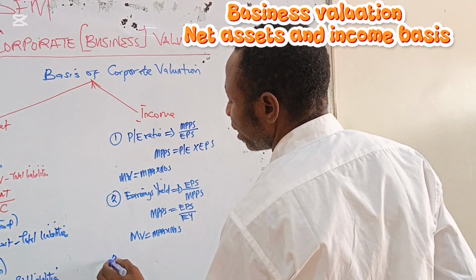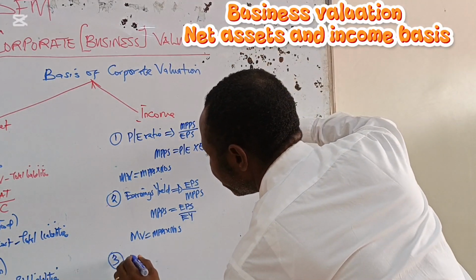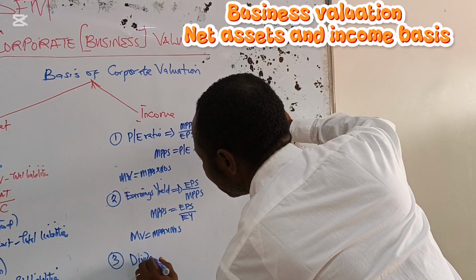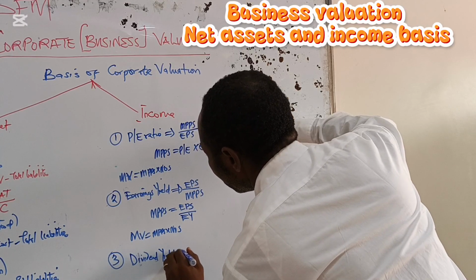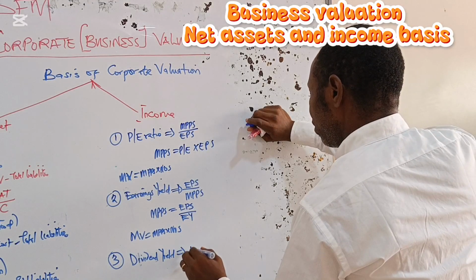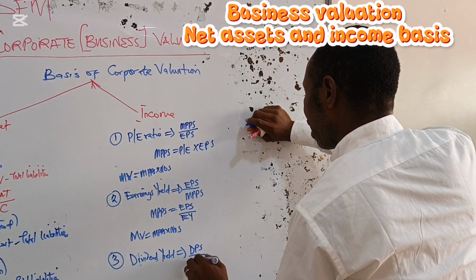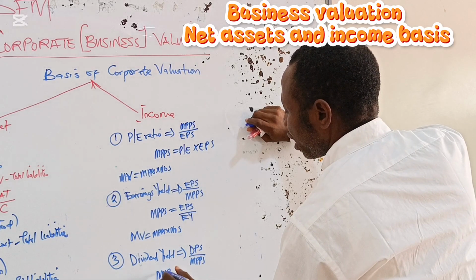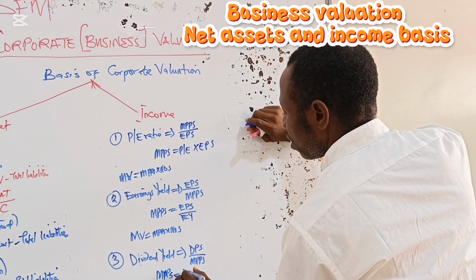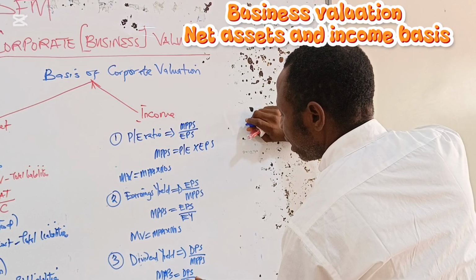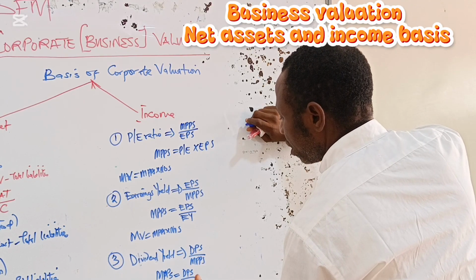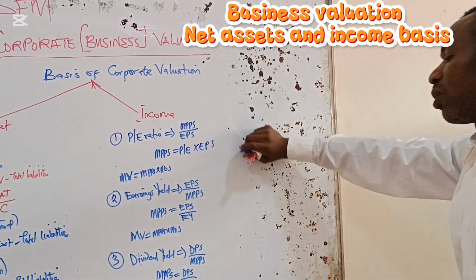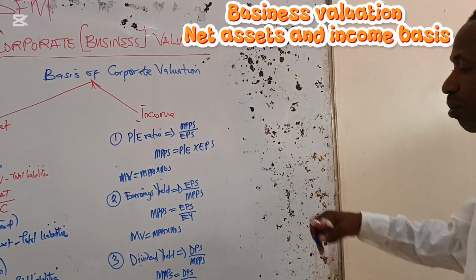The number 3 here is dividend yield. This implies dividend per share all over market price per share, which means our market price per share is equal to dividend per share over dividend yield. And that applies to these two. Market price per share times number of shares gives you market value.